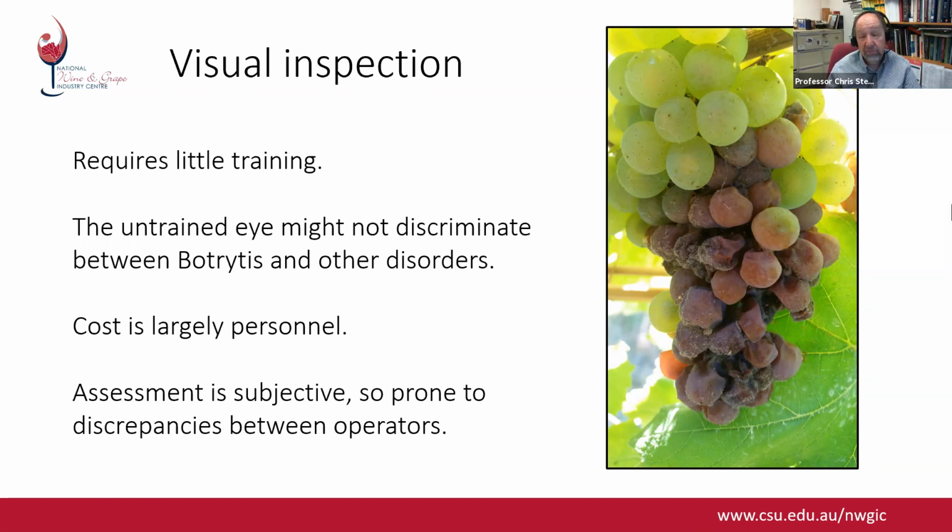If you look at the bunch on the right, one person might say 60% of that bunch is affected by Botrytis, and the next person might say 70%. So it's subject to error. The untrained eye might not discriminate between Botrytis and other disorders, particularly on red varieties, perhaps heat damage, heat stress, bunch necrosis. Perhaps there might be confusion with other rotting organisms. So there's a degree of imprecision in this technique. In terms of the skill set, probably not much training is required, but the cost there is largely the staffing.